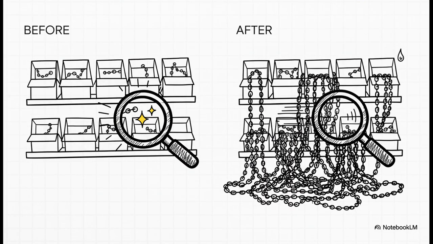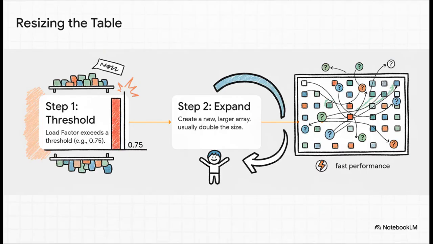And you can probably see the problem right away. As that load factor climbs, those chains, the lists inside each box, just get longer. And suddenly our O(1) instant lookup isn't so instant anymore. Now we have to search through a list, which takes time. We've lost our magic. So how do we fix this?